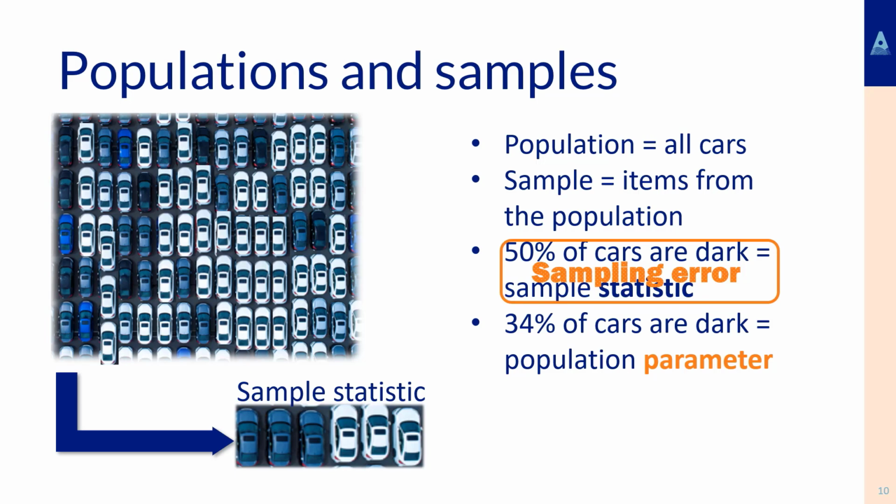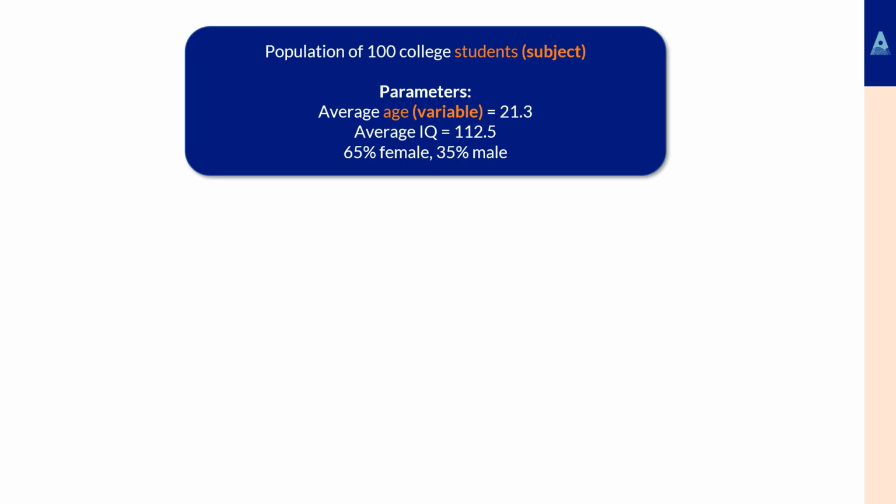So there's sampling error in this case. The sample statistic does not accurately represent the population parameter. Let's look at another example. In this case, we have a population of 100 college students. So student is the subject. The parameters are average age 21.3, average IQ 112.5, and 65% female and 35% male.